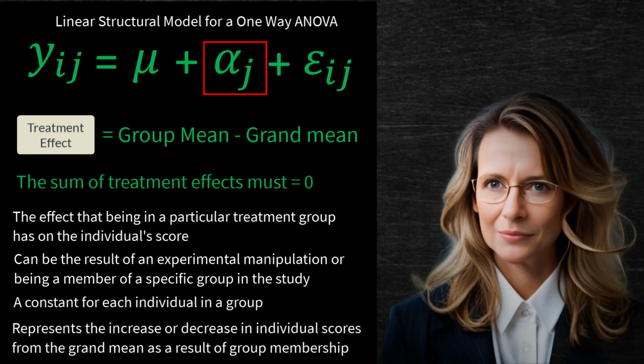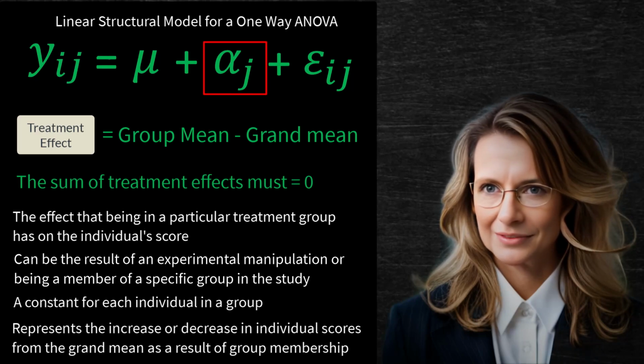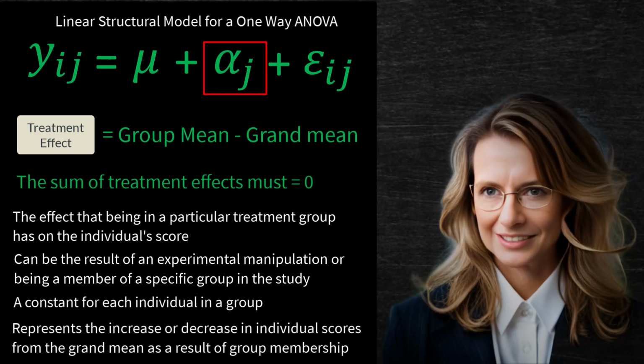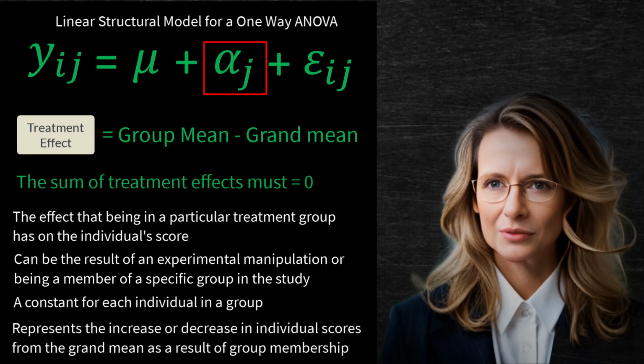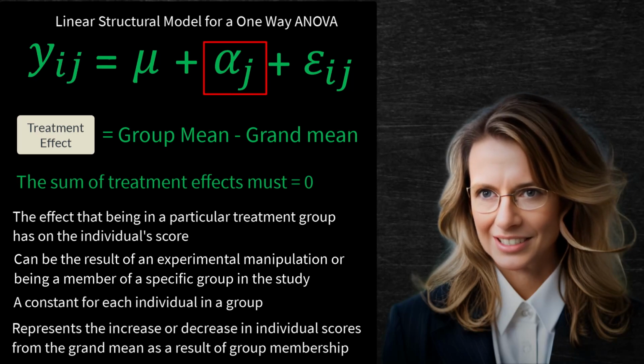As we said, the meaning of treatment effect is clear when we are performing a study where the groups are treated differently, such as receiving different doses of a drug. But it is less clear when the study is examining the differences between intact groups that do not undergo a specific experimental manipulation. Here is a simple example that will clarify this concept.